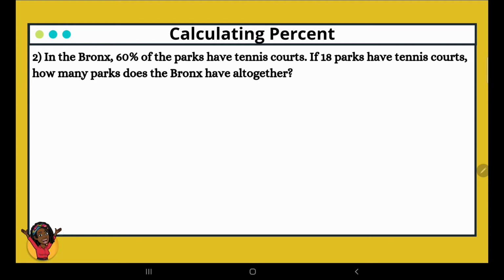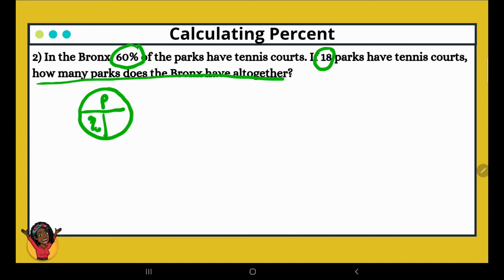In the Bronx, 60% of the parks have tennis courts. If 18 parks have tennis courts, how many parks does the Bronx have altogether? So here we have 60%, so we know our percentage. And it says if 18 parks have tennis courts, so that 18 would represent the part. And then we want to know how many parks does the Bronx have altogether, meaning that we're trying to find the whole. So let's go ahead and draw a percent wheel. I know my part and I know my percent. I'm trying to find whole.